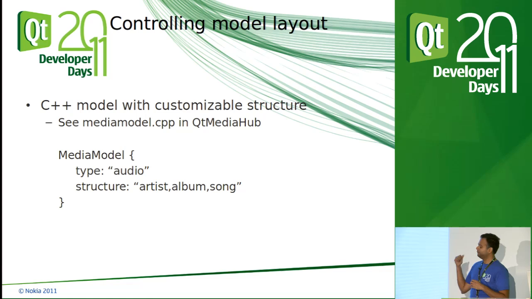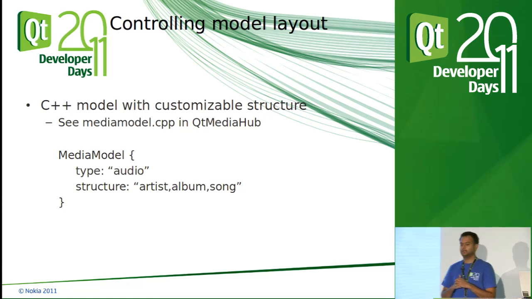The way we did it in Qt Media Hub is to actually create an abstract item model whose structure can be configured. So here we have the media model, instantiable from QML. It says that I am interested in audio items. And the QML actually sets the structure. The QML decides the layout of the model itself.